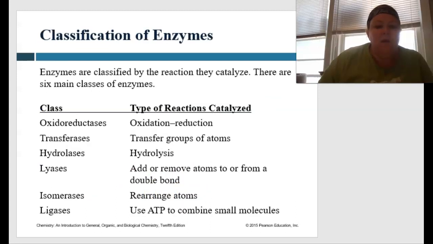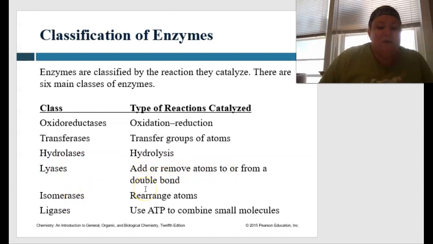So there are a couple different classes, and enzymes are classified by the reactions that they catalyze. And there are 6 main classes of enzymes. So you have oxidoreductases, which do redox reactions, so oxidation reduction. Transferases are going to transfer groups of atoms. Hydrolases, we're using water to break things apart, hydrolysis. Lyases, these are adding or removing atoms to form a double bond.